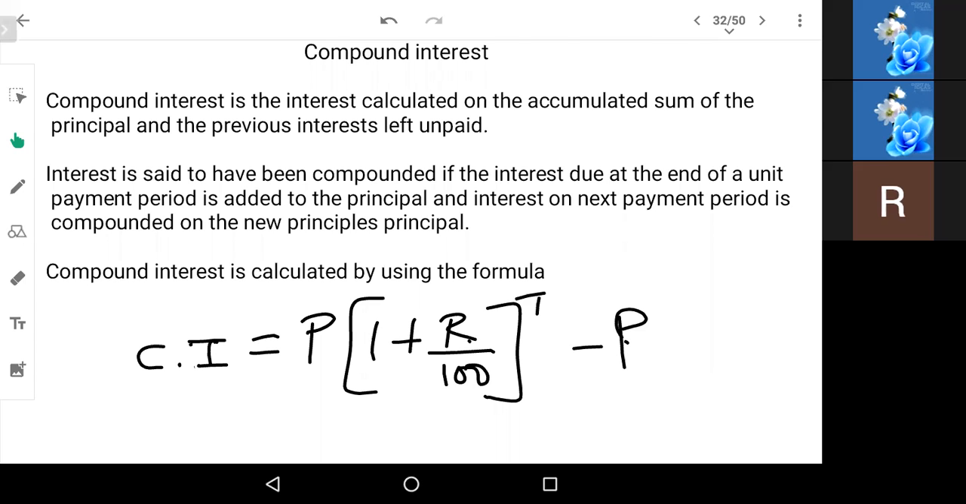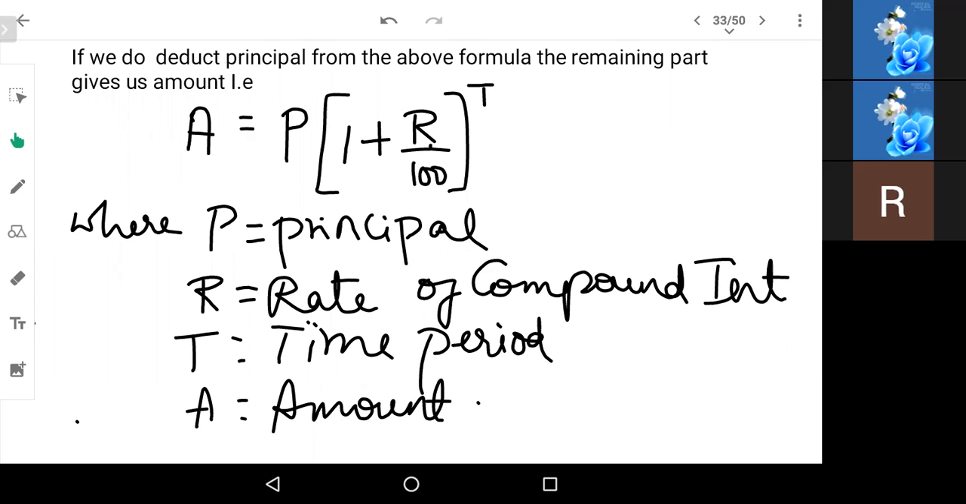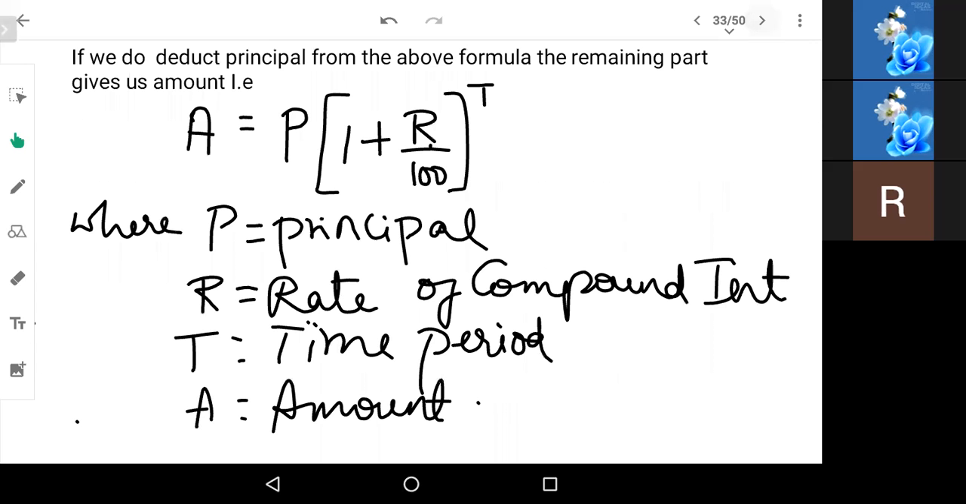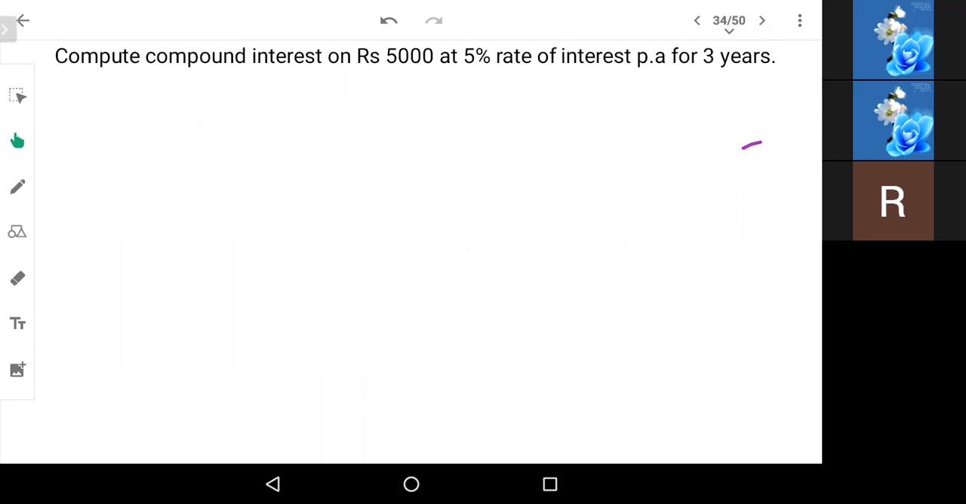And there is one more formula to directly calculate amount. That is principal into 1 plus R by 100 to the power T. Only this part, if you calculate, that will be amount. If you subtract principal, that will become compound interest. So these are the basic formulas. Now let us directly get into the problem.